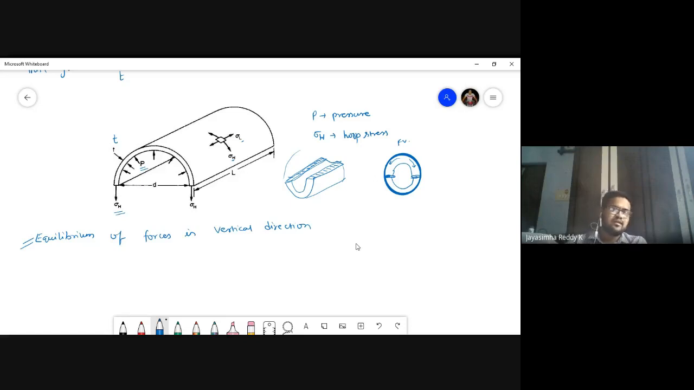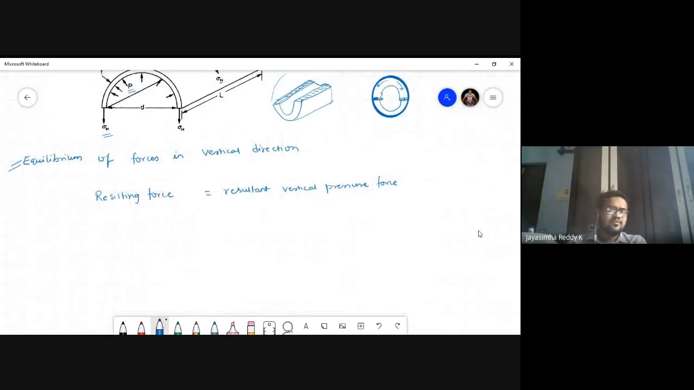Equilibrium of forces in the vertical direction: resisting force is equal to resultant vertical pressure force. So there is pressure applied here. Because of this pressure, there will be a force acting. Pressure is nothing but force per area, and there will be a resisting force offered by the material. So I have equated both of them. All right. Now let us see what the resisting force is, students.